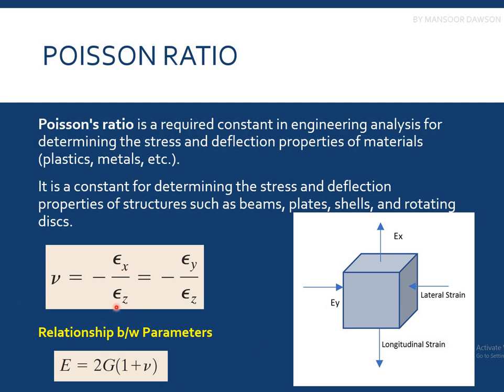Alright, and if we want to get a relationship between the elastic modulus and the shear modulus, because in an engineering application all the stresses are occurring at the same time, then to get a relation between the elastic modulus and the modulus of rigidity, this is the relation: E equals 2G into (1 plus the Poisson's ratio).